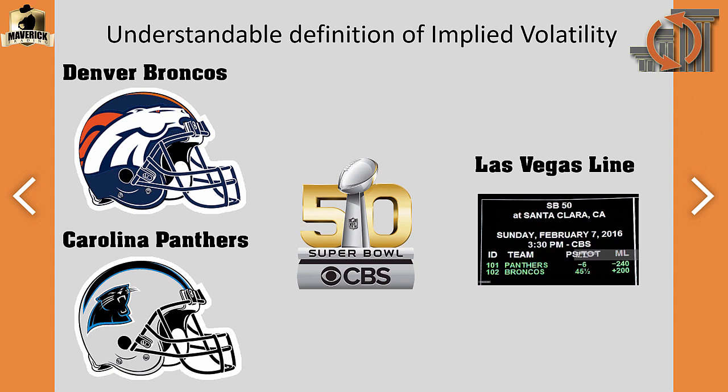So on Super Bowl 50, the Carolina Panthers were favored by 5 points. Now, if you take a look here at the Las Vegas line, I actually grabbed this online, you can see that the line was 6. Now, this is a great little thing to show because now we're going to talk about implied volatility. So everything I just talked about, all the past stats, they all went into the computer and it spit out what the results should be.